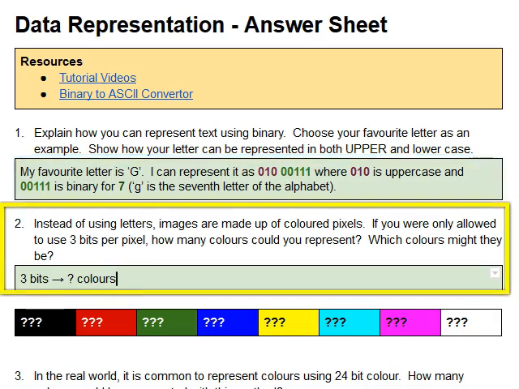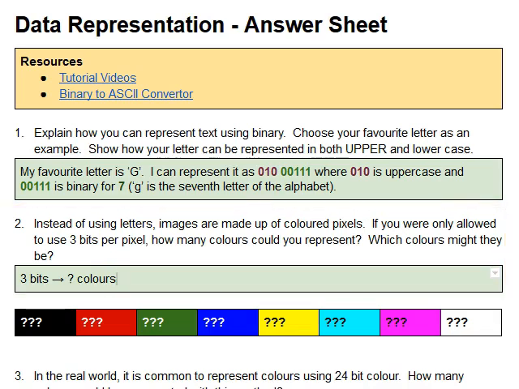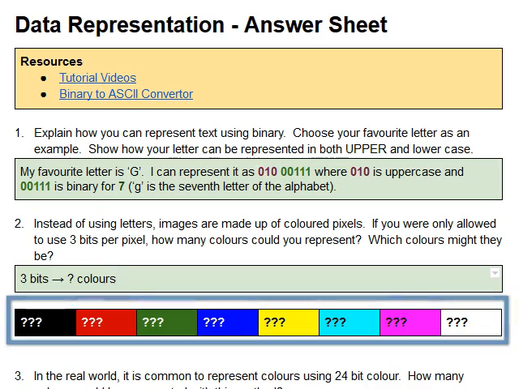The next question says that images are made up of colored pixels, and if we're only allowed to use 3 bits per pixel, it asks how many colors can be represented. And of course, if you can count, you've probably realized that 3 bits is going to give us 8 colors. The reason for this is it's 2 times 2 times 2, which is 8.